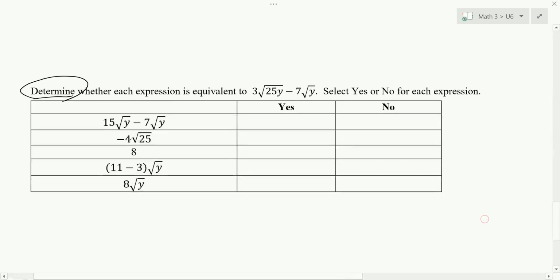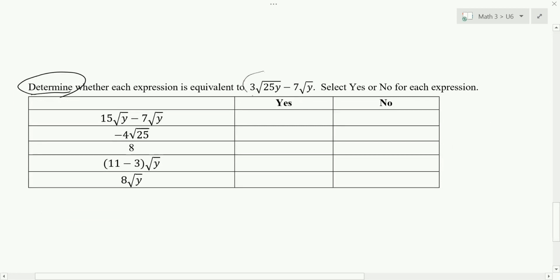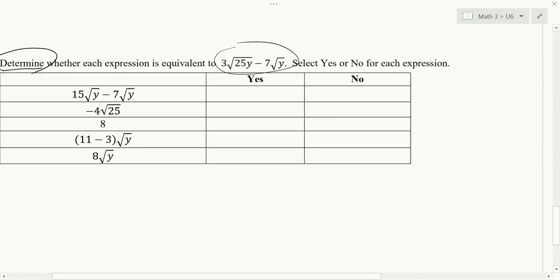A good way to start this is just to start with the original and start working through the steps of simplifying that. And along the way, keep your eye open and say, hey, as I'm simplifying, do I see any of these in that step or the steps as I'm going through that? And as you do, then you can hit yes, or sometimes it'll be obvious it's a no. And so let's just start that process here. So we got 3 square root of 25y minus 7 times the square root of y.